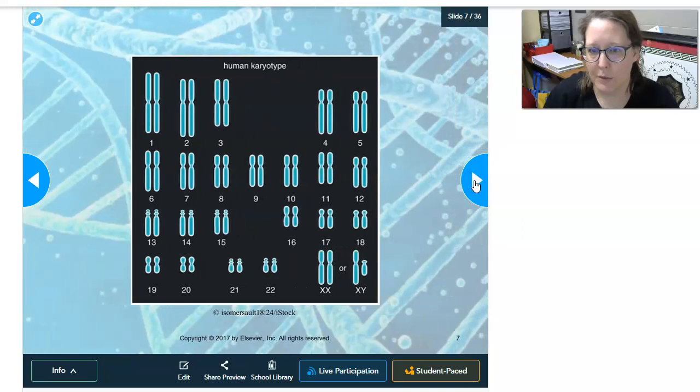So again, here's a representation of a human karyotype. You can see the 22 autosomal pairs, and then the 23rd, the sex pair. You can see the two arms of the chromosome each time, joined by the centromeres. And again, you get one of these from mom, one from dad, for each of these pairs.